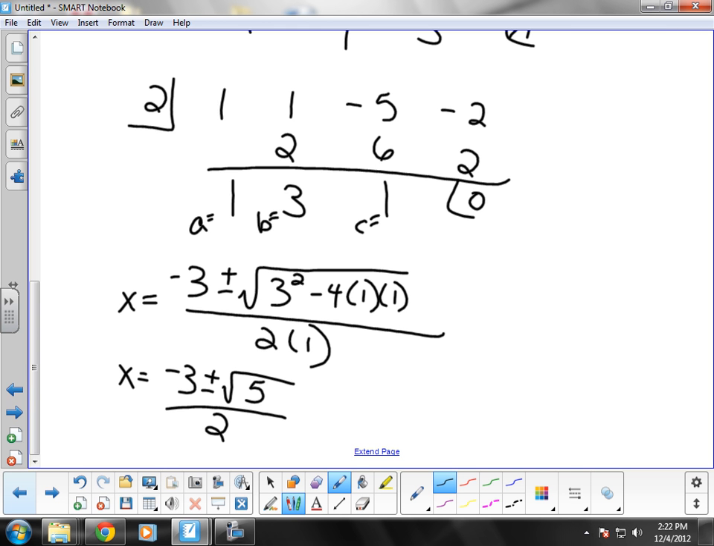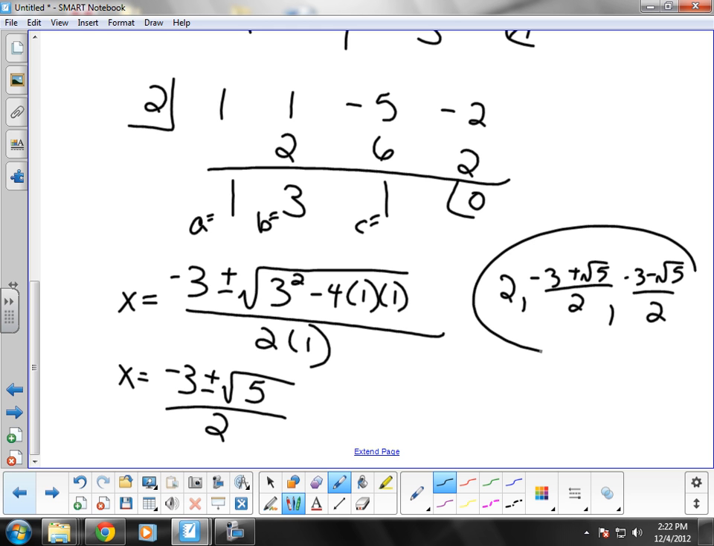So my solutions are positive 2, (negative 3 plus the square root of 5)/2, and (negative 3 minus the square root of 5)/2. So like I say, there are times when you can't do synthetic division to find all the roots because they're not all rational.